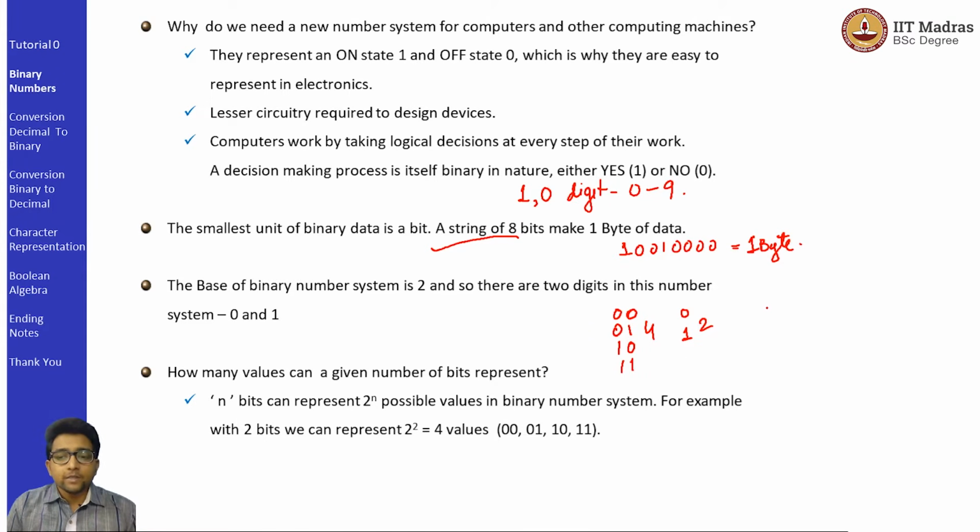Accordingly, if you have been given n bits, then, generalizing, you can have 2 to the power n possible combinations. That's what this point says: n bits can represent 2 to the power n possible values. If we put n equal to 2, then you get 2 to the power 2 equal to 4 possible combinations. So that is the same thing happening over here. For a simple example, if I have been given 3 bits, you can have a total of 2 to the power 3 equal to 8 possible combinations.